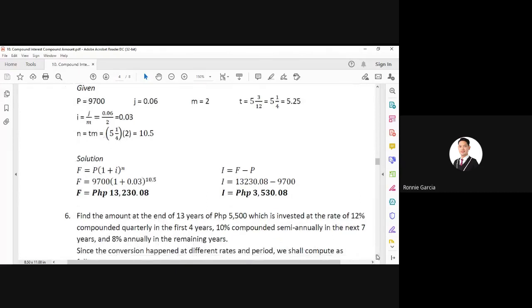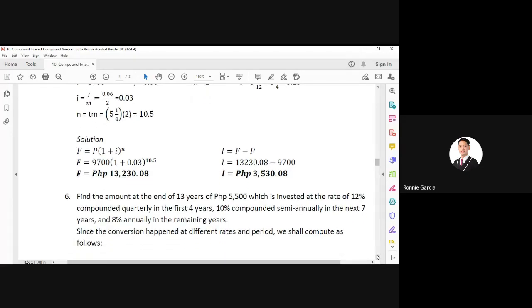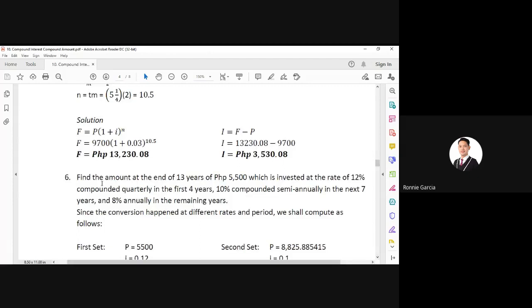And I tell you, this one is much more complicated, but this kind of problem appears in the examination. So you have to pay attention. I will read the problem. Find the amount at the end of 13 years of 5,500 pesos which is invested at the rate of 12% compounded quarterly in the first 4 years, 10% compounded semi-annually in the next 7 years, and 8% annually in the remaining years.